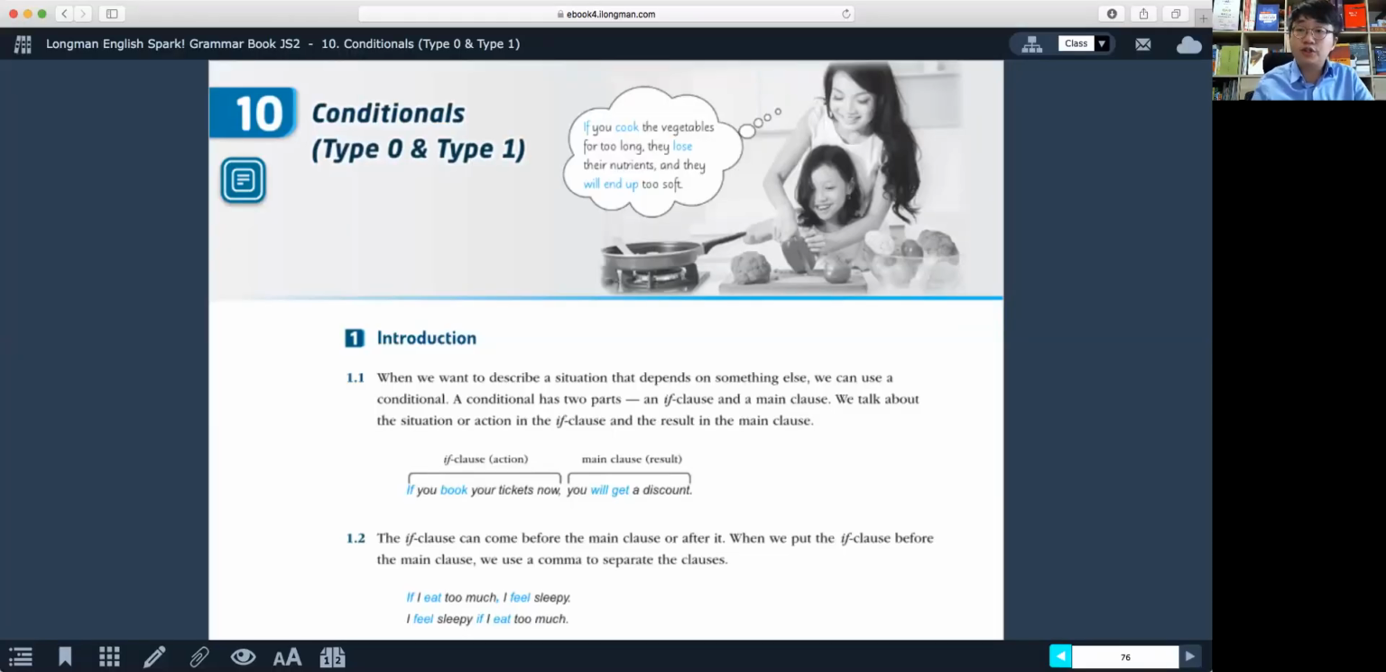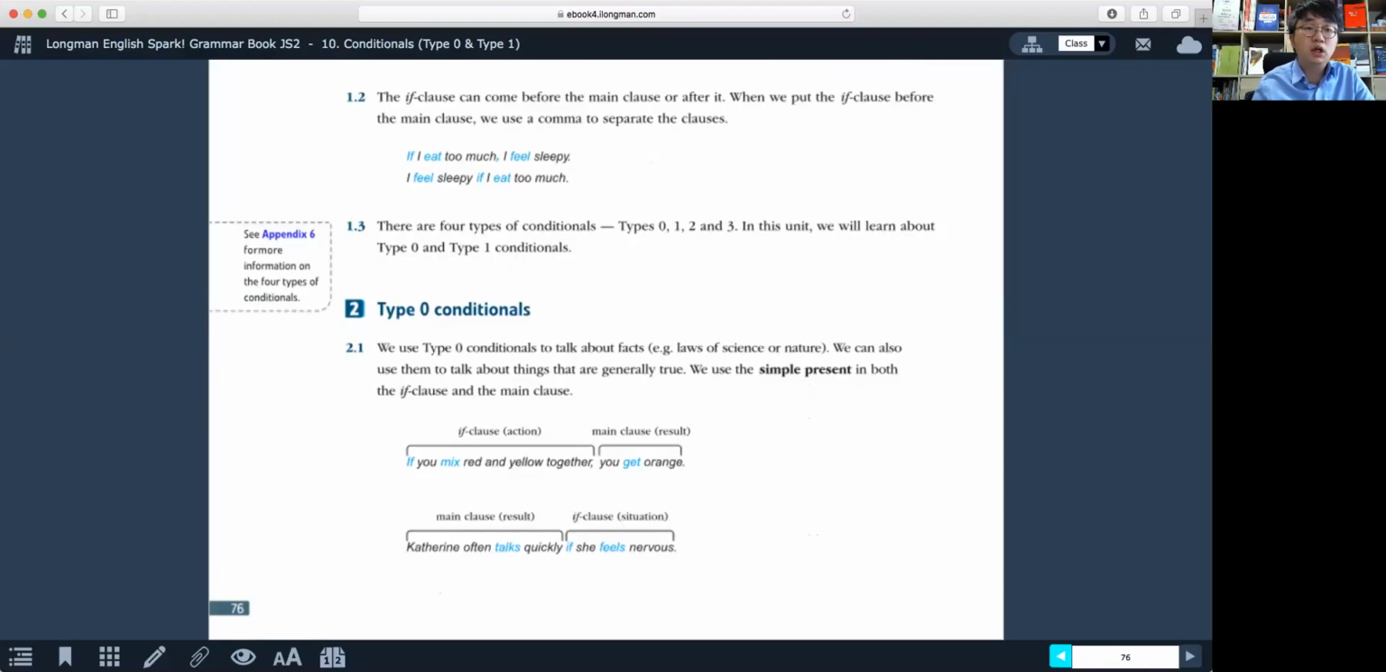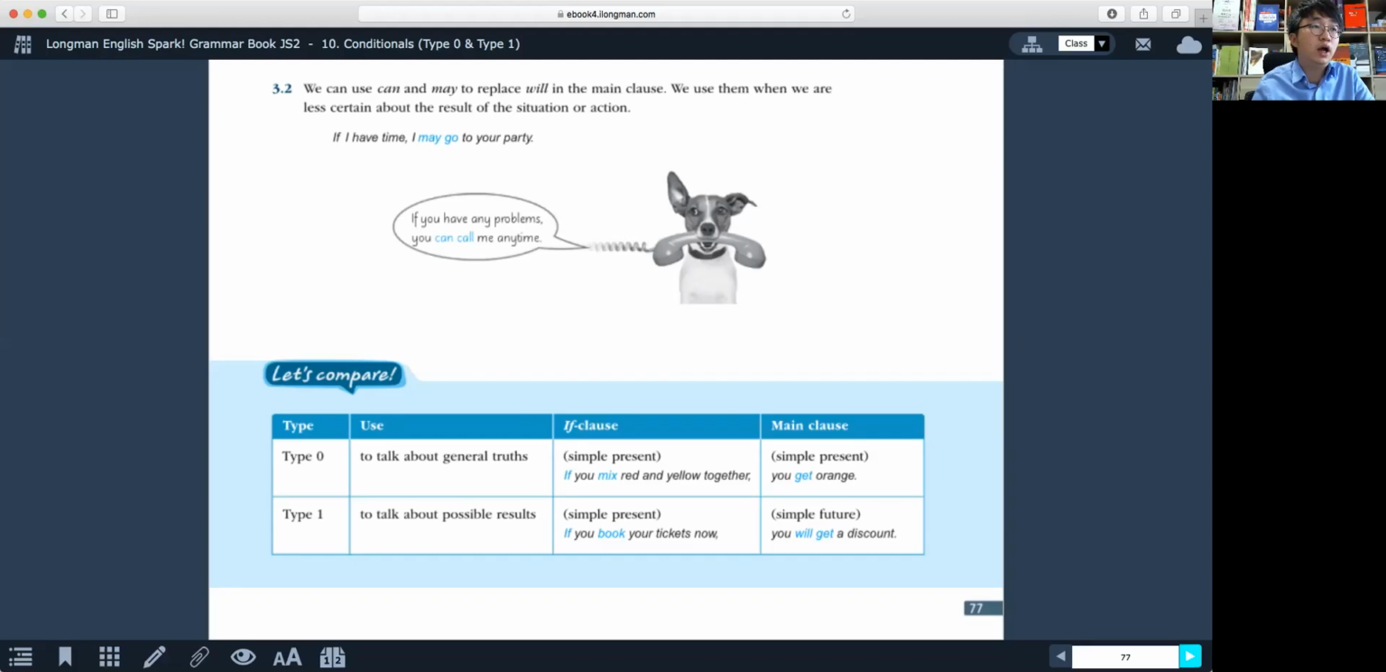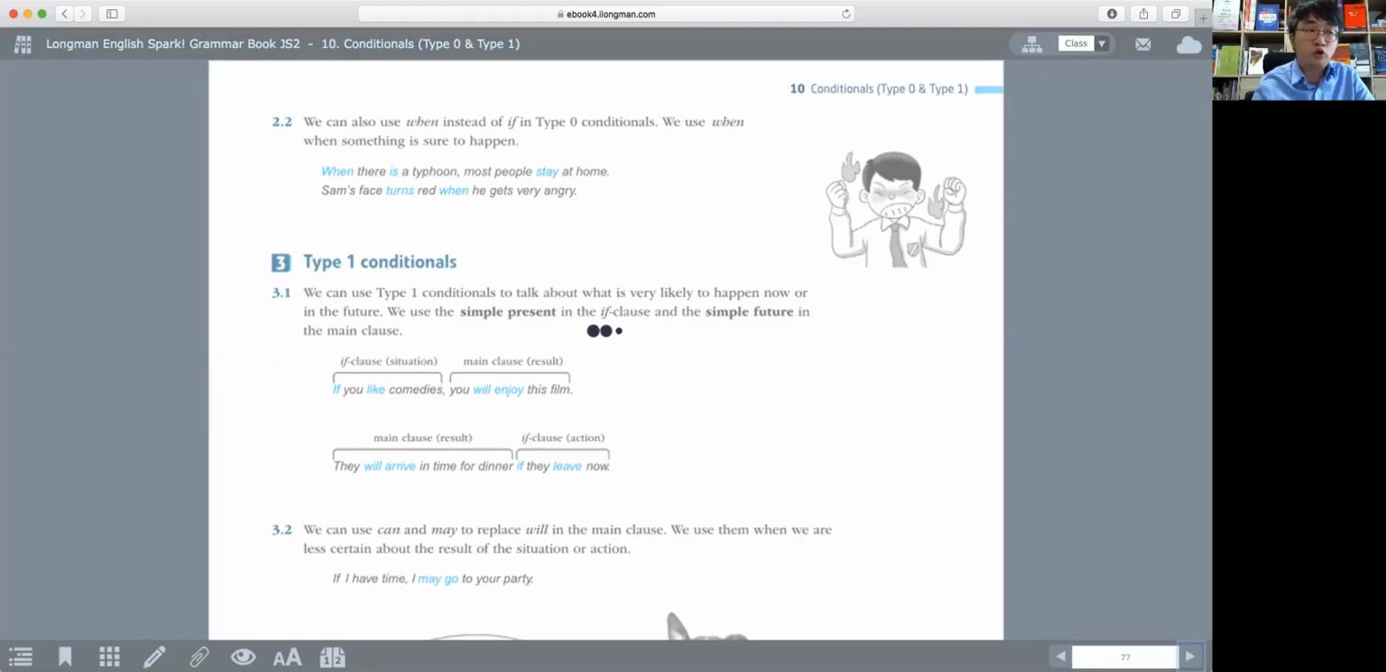All right. If you still don't understand this topic, you still have something that you don't know, you're not so sure about how to use conditionals, please go to your grammar book, chapter 10. And this chapter is about type 0 and type 1 conditional sentences. So we'll do this exercise later, but not this week. All right, you can see, so we have an introduction here.